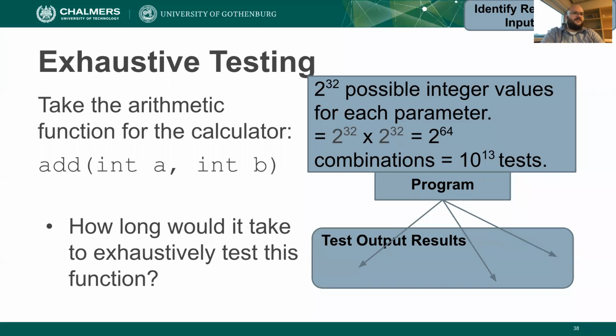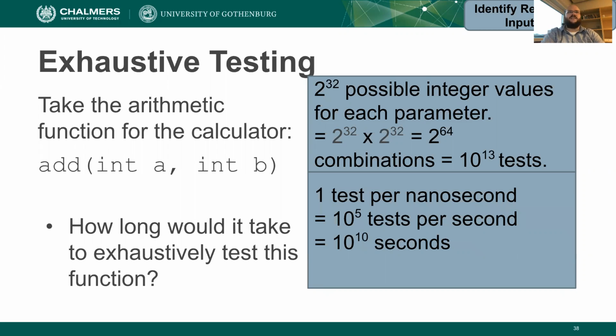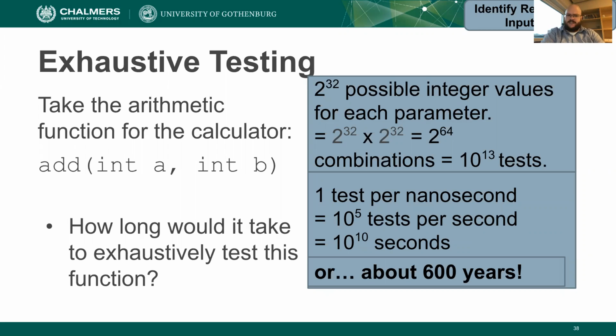Well, if we're generous and say we can run a test per nanosecond, that works out to about 10 to the 5 tests per second, or 10 to the 10 seconds overall. Doesn't sound too bad, but that's about 600 years, right? And that's for something as simple as the addition of 2 integers. So obviously, we're not going to try every possible input value. We need to instead break this down a little bit and try different kinds of input values.